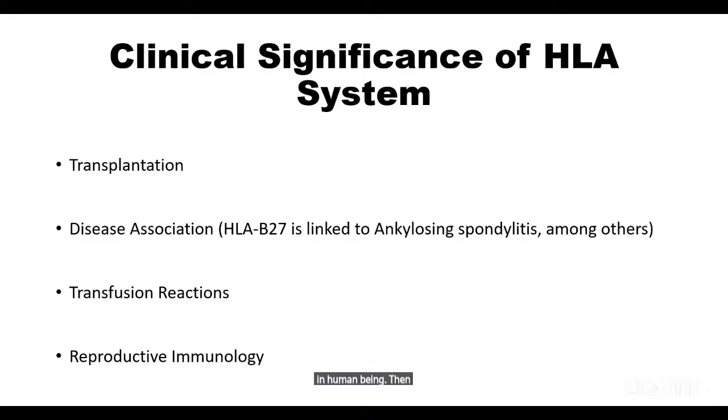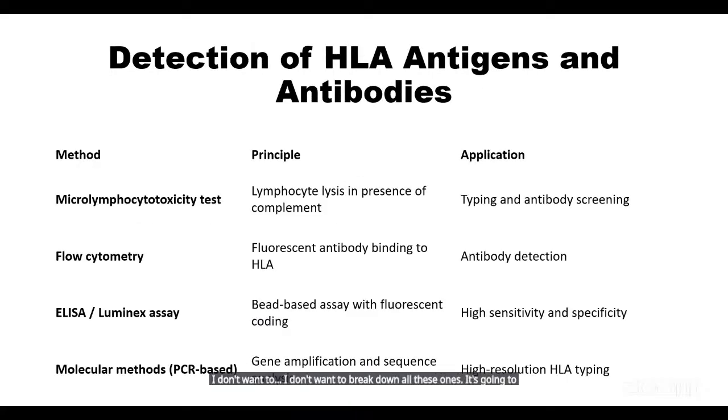Then they are also associated with certain diseases. For instance, HLA B27 is said to be linked to ankylosing spondylitis, among others. Then transfusion reaction, of course: when there is a mismatch in HLA, at times there may be a transfusion reaction. Then reproductive immunology as well. HLA is involved in reproductive immunology. I don't want to break down all these ones. It's going to make the notes more cumbersome. So next slide.